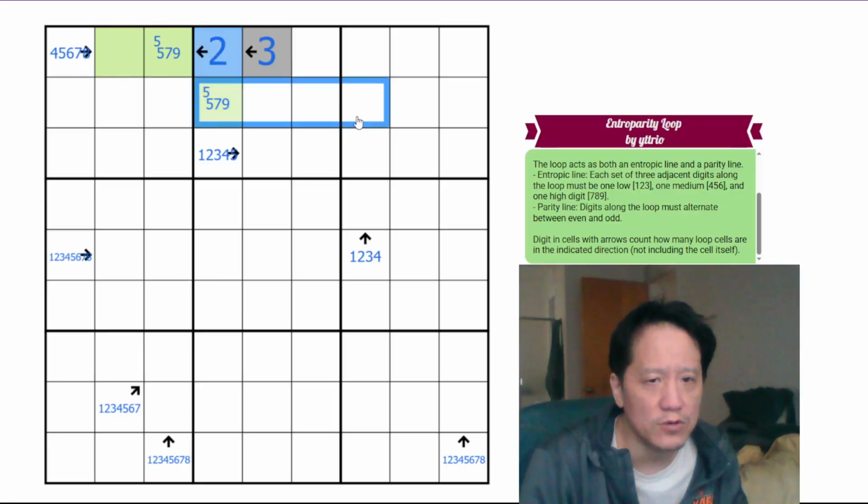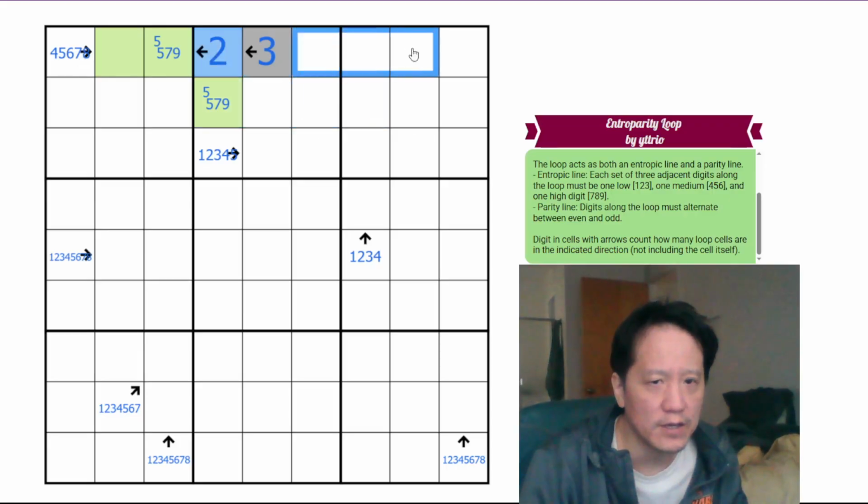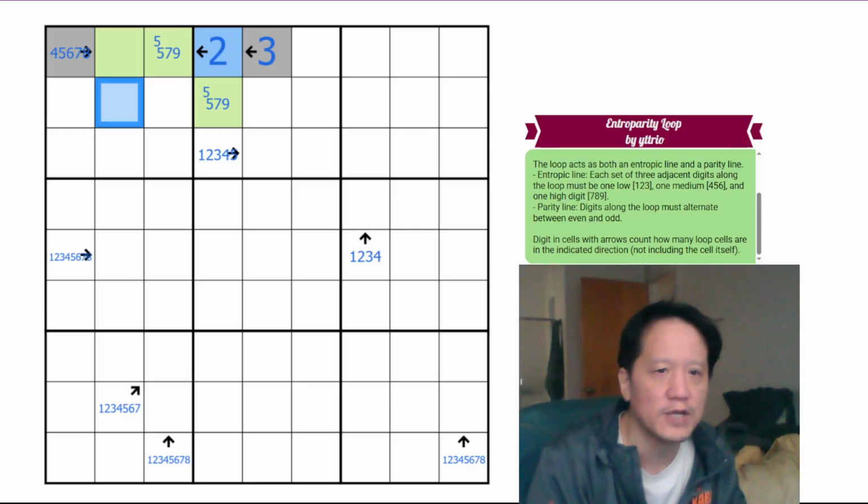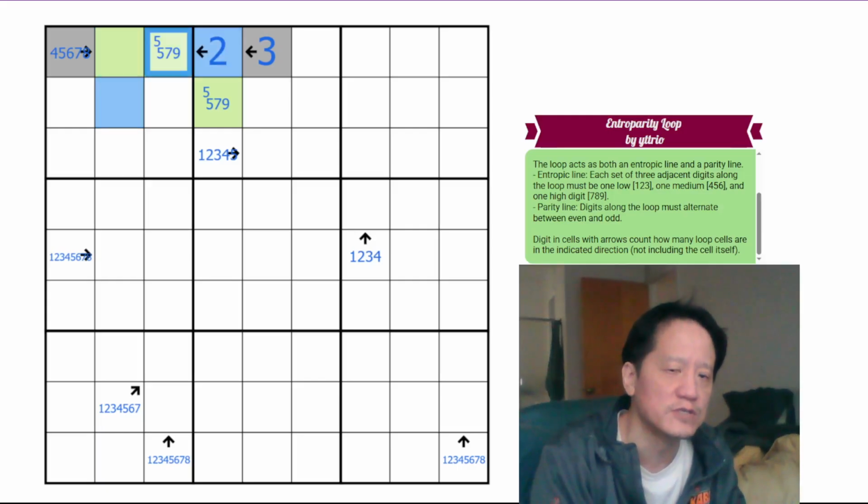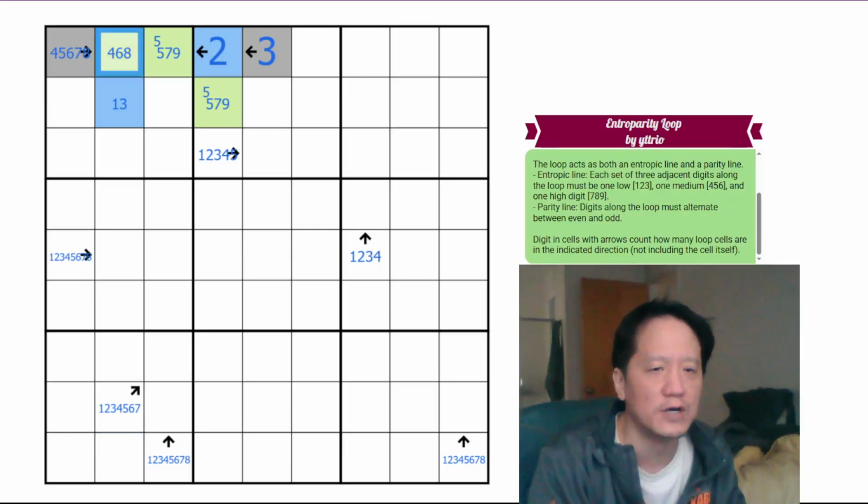You can't just go 1 back in and then go out. So this is 2 or 3. That means this is not on the loop. It sees 2 digits here. It goes out here. This must be a low. So this is 1, 2, or 3. And this is even, so this is odd, which makes this even. So this is 4, 6, 8, which makes this 1 or 3 to be odd.